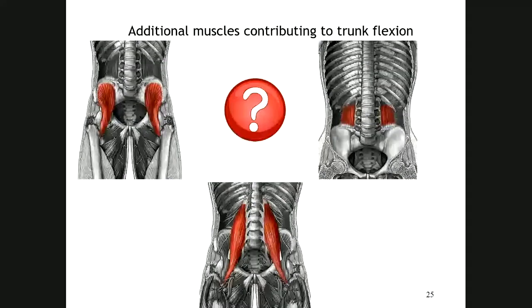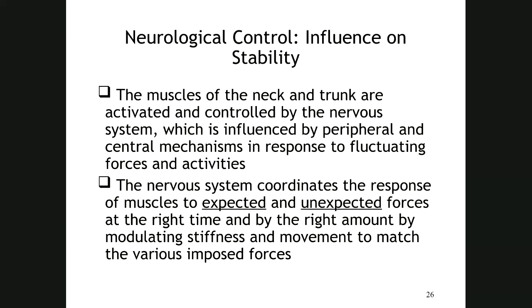So additional muscles that contribute to trunk flexion, what muscles are these right here? All right, iliopsoas, and then this one right here. Quadratus lumborum, good, good. All these muscles have an effect on supporting our spine.